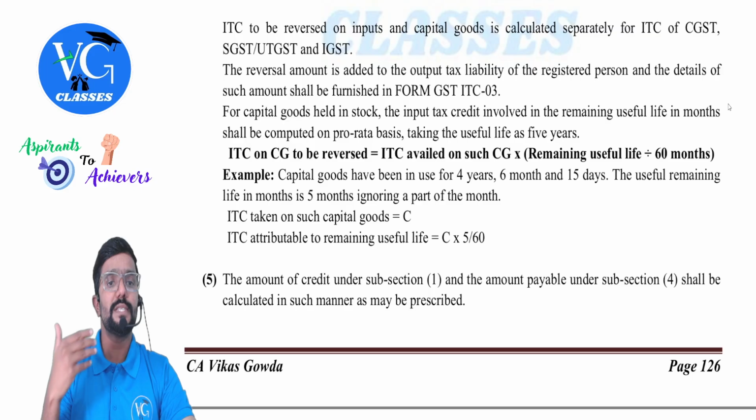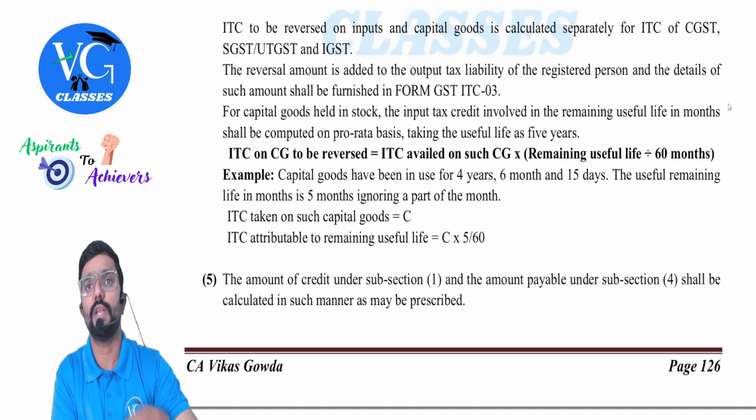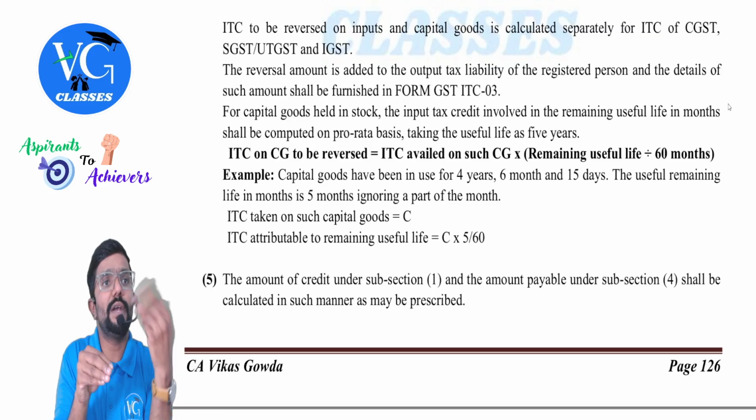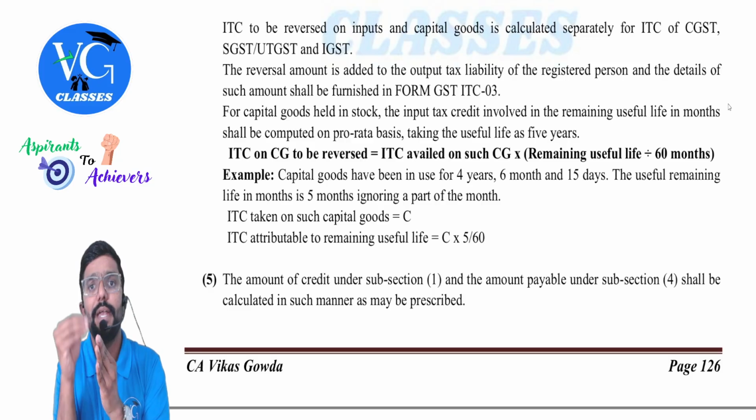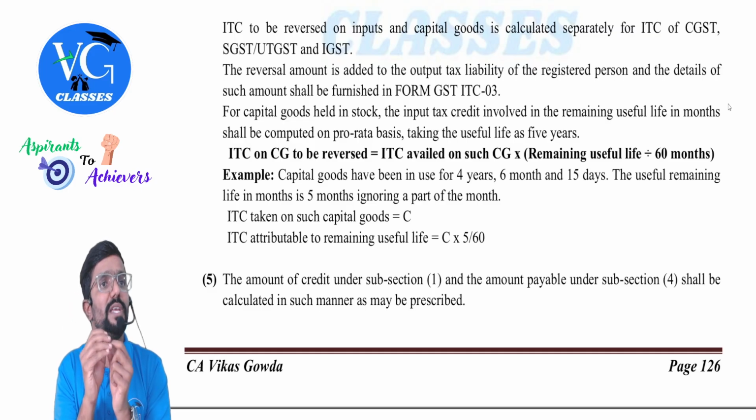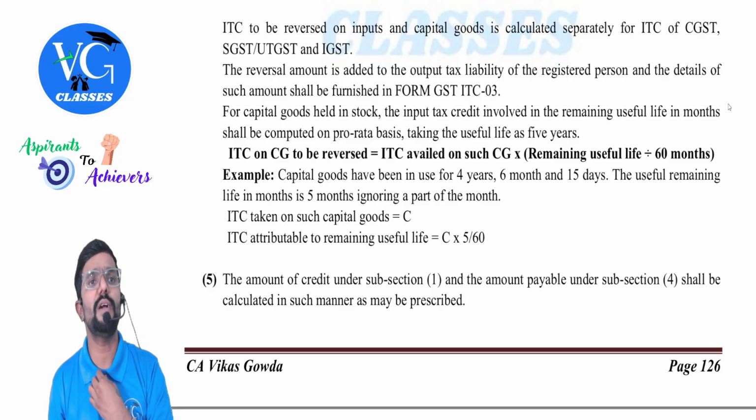The reversal amount is added to the output tax liability of the registered person, and the details of such amount shall be furnished in Form GST ITC-03. Means whatever credit is already claimed, now we need to reverse it. Reverse means what, people? Add it to output tax and pay it, and the details of that amount have to be given in GST ITC-03. ITC stands for what?